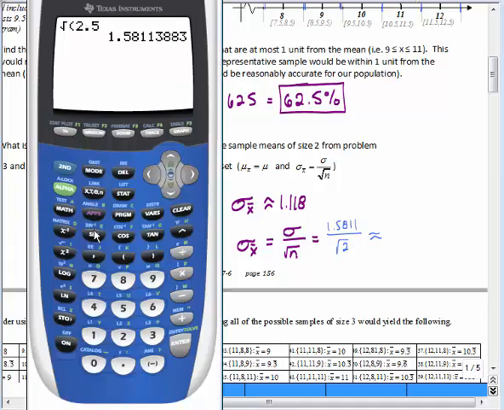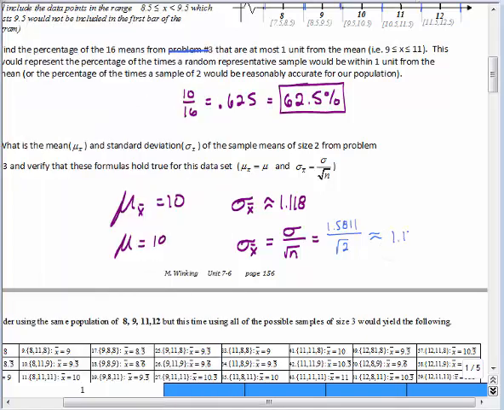Let's see if it is. Alright, so if I just hit divided by the square root of 2, perfect, 1.118. So it gives us sort of a formula.